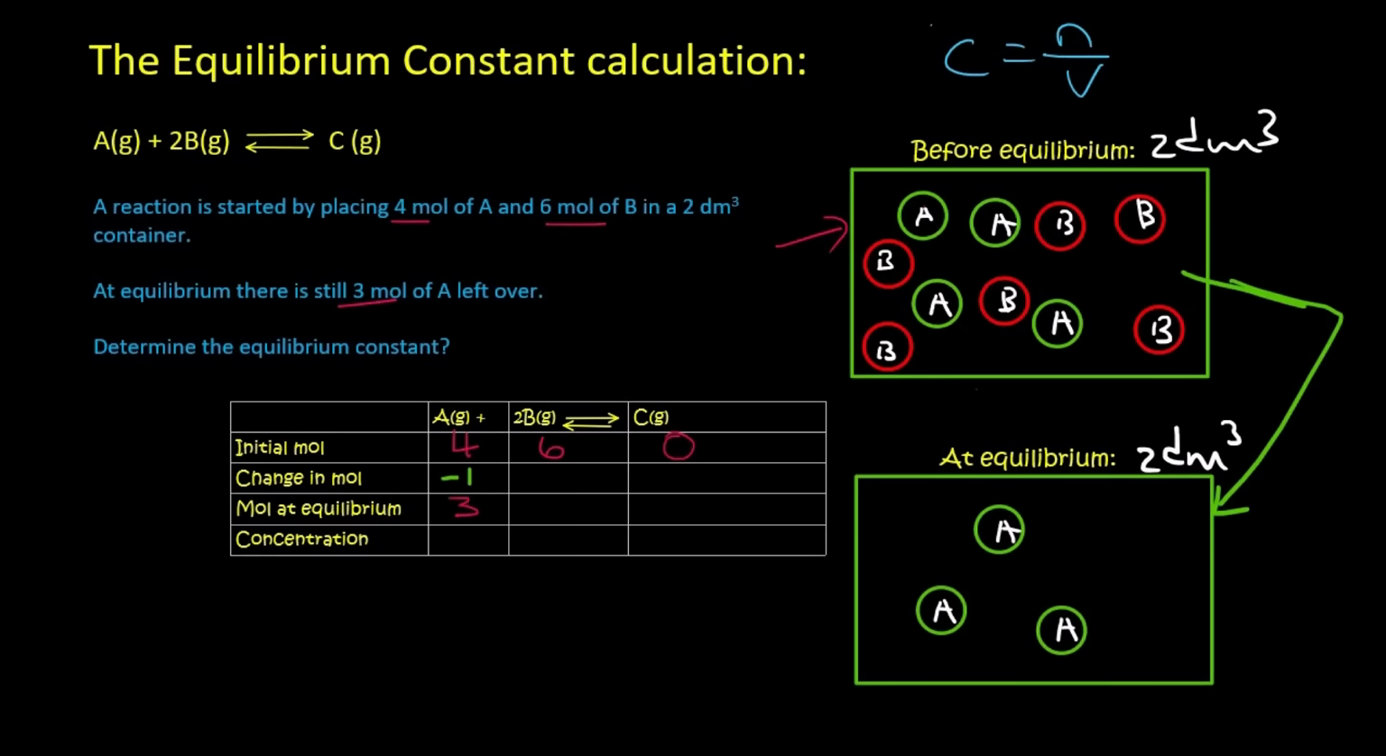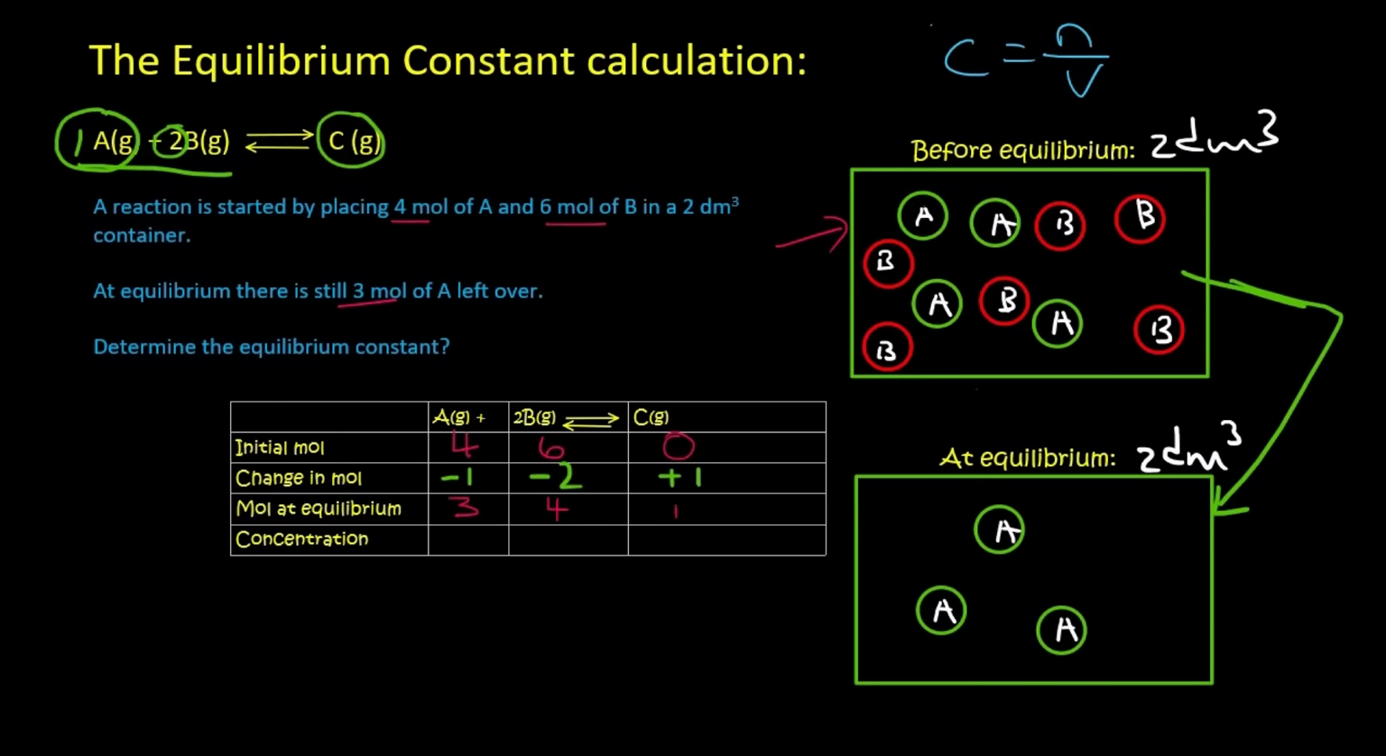So that A must have reacted with B. Now you look at the ratio over here, it says it's 1 A for every 2 B. So if we lost 1 mole of A, then we lost 2 moles of B. Then it says for every 1 mole of A, you will form 1 mole of C. So we'll say plus 1 over here. And then it's just basic math. So 6 minus 2 is 4. 0 plus 1 is 1.